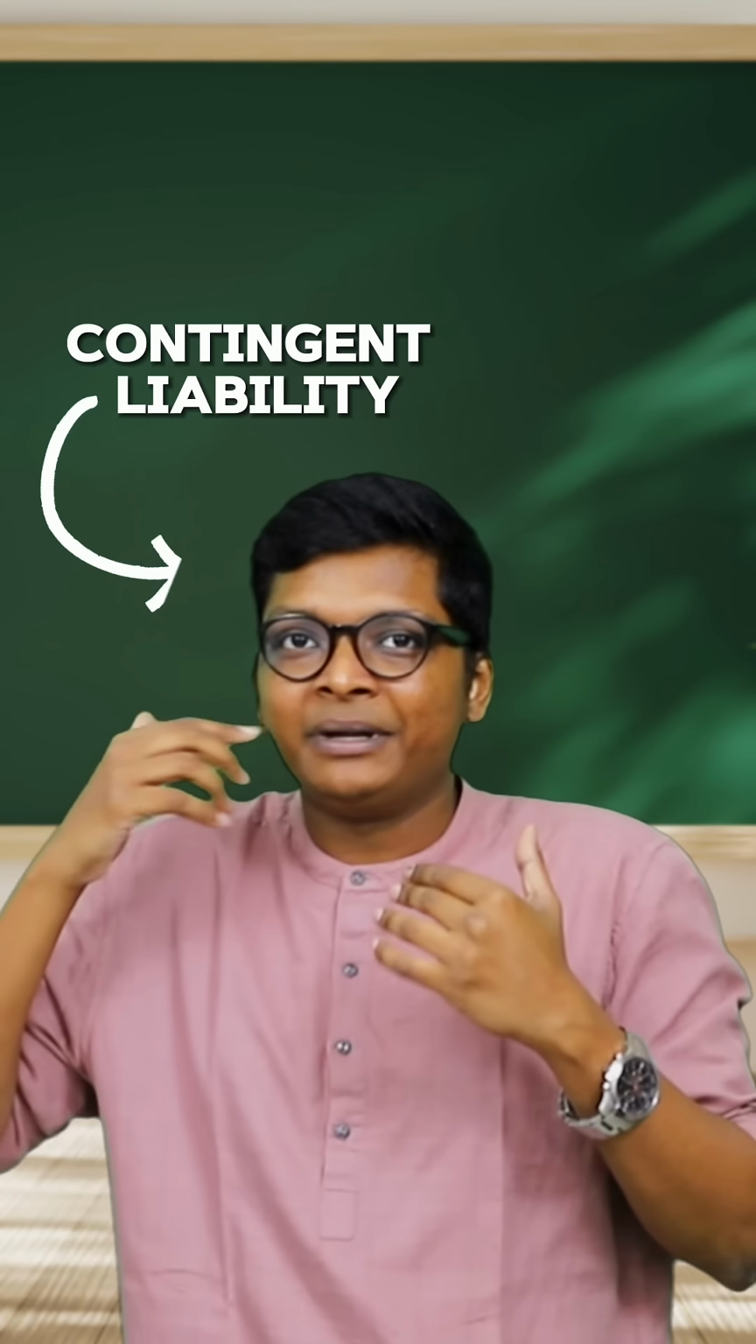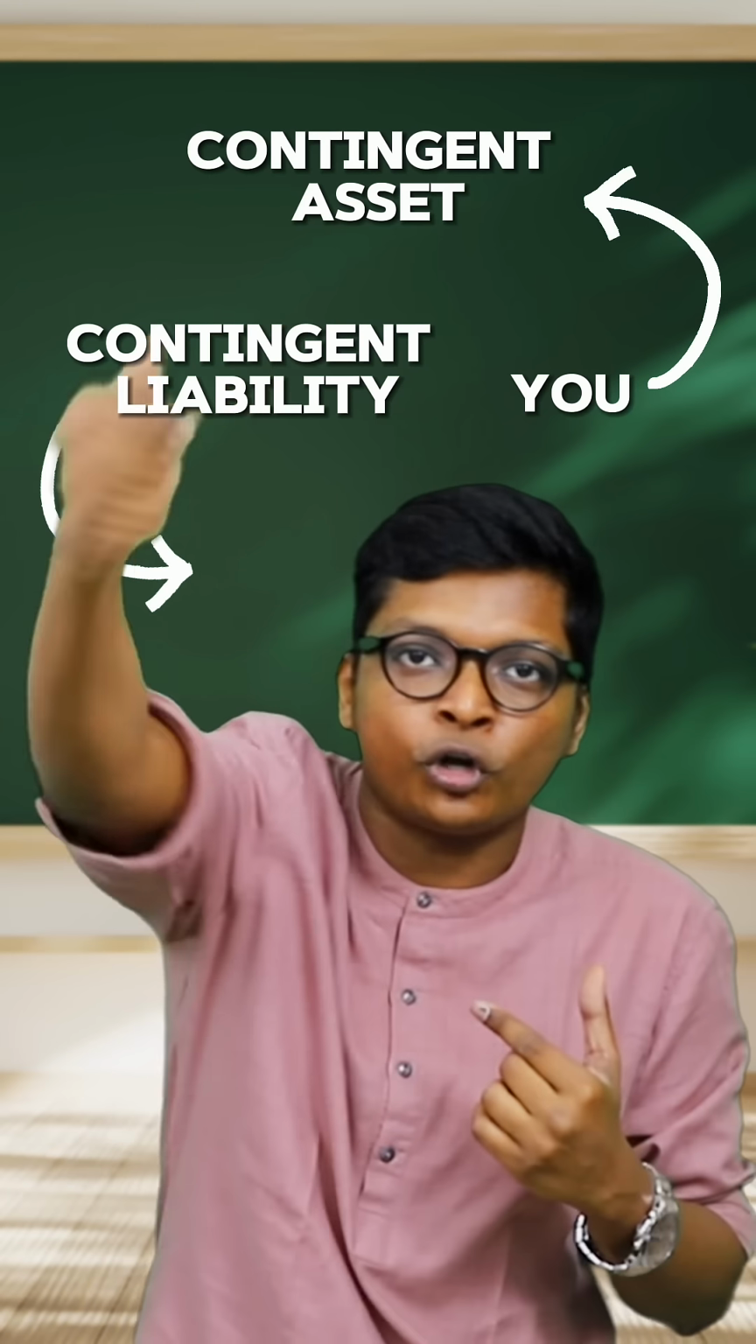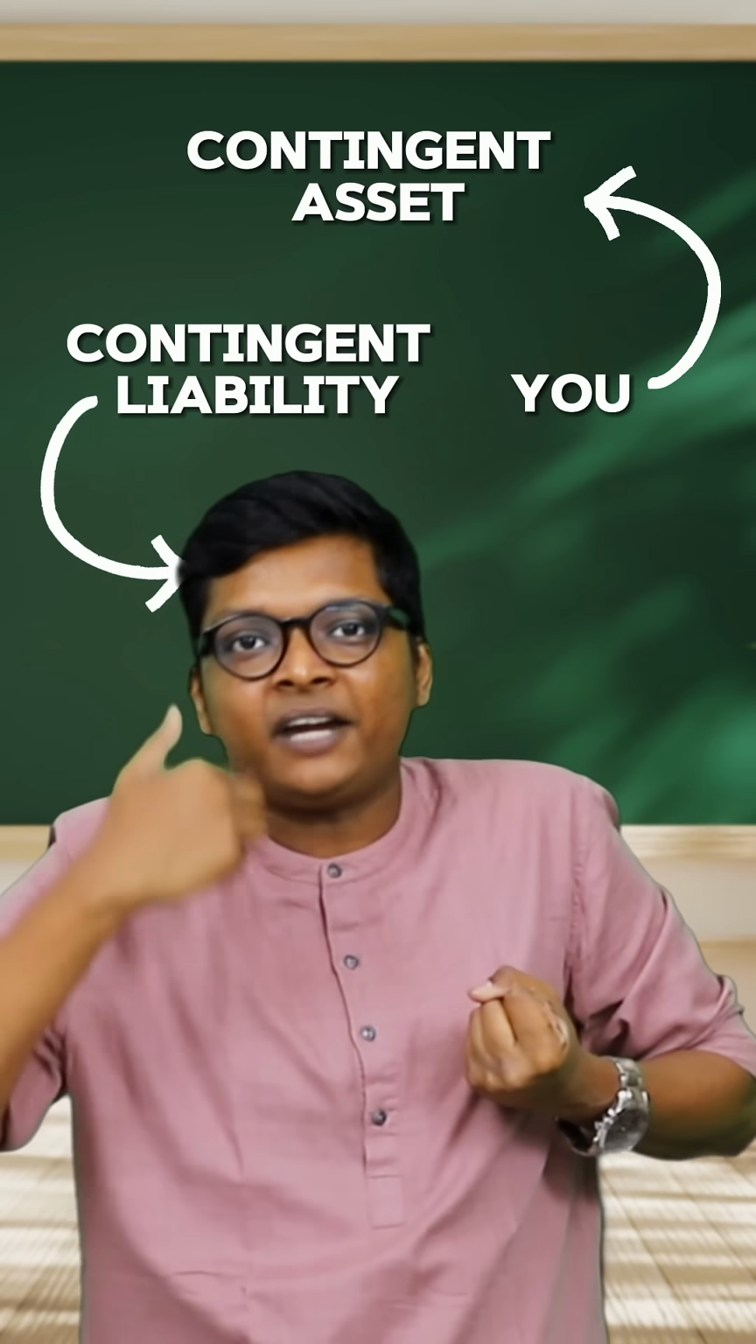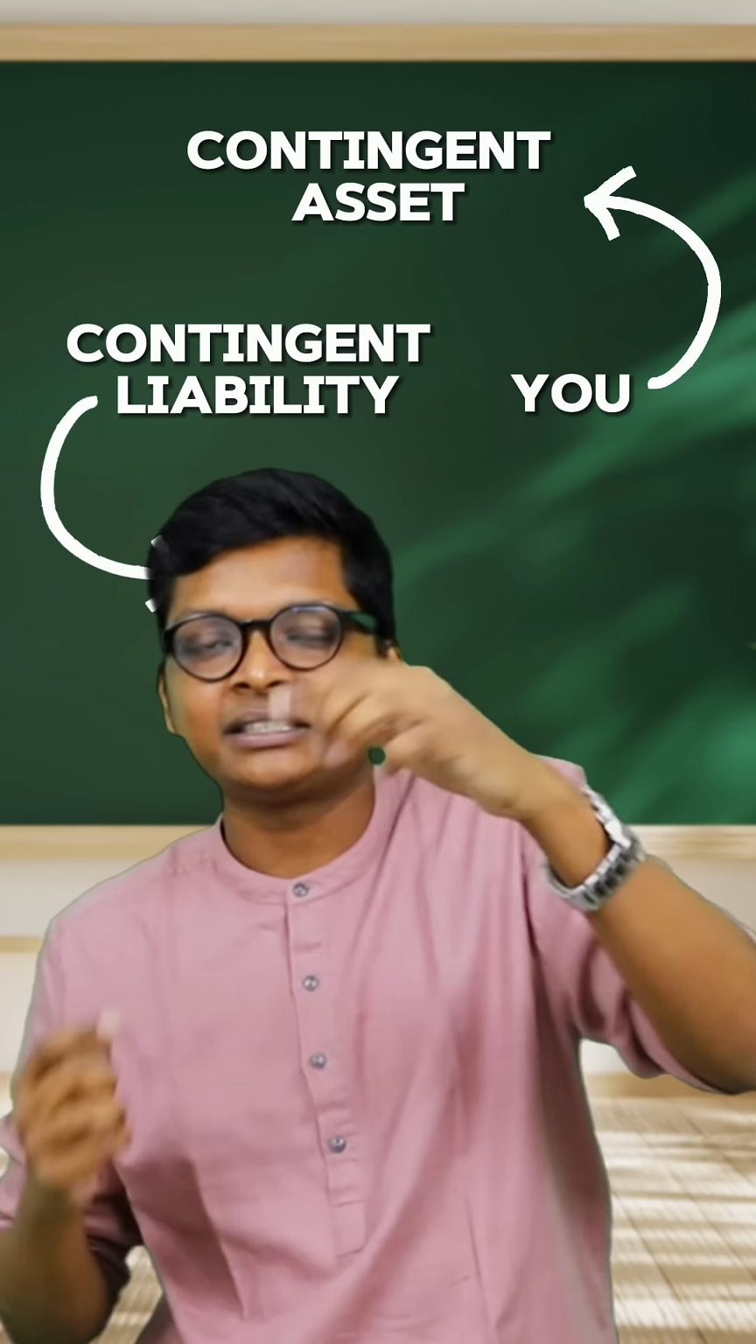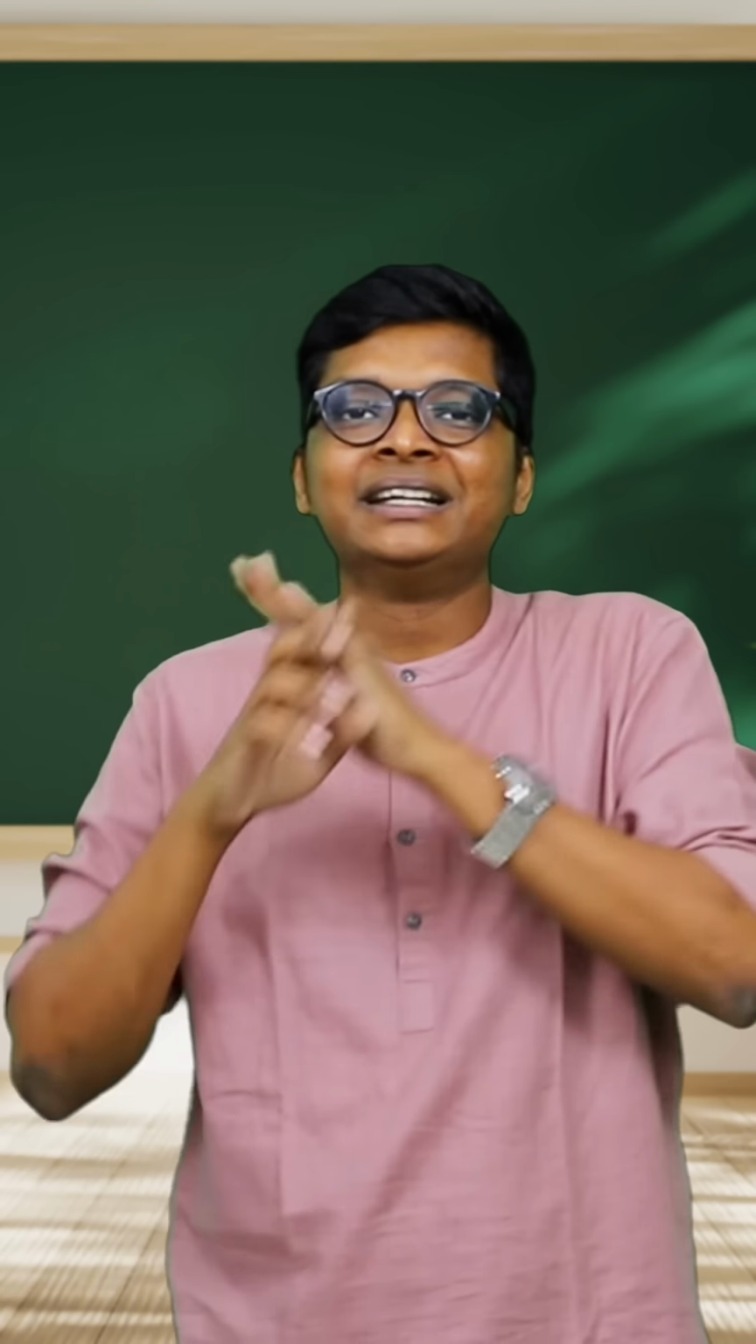Same CSK example: for me it is a contingent liability, and it becomes a contingent asset for you because you will get the 1 lakh from me if CSK wins, but you can't recognize it in the books because we follow the concept of prudence. This is in brief what is AS 29.